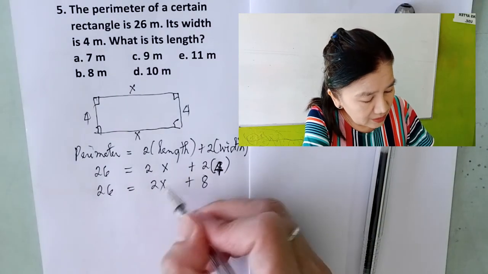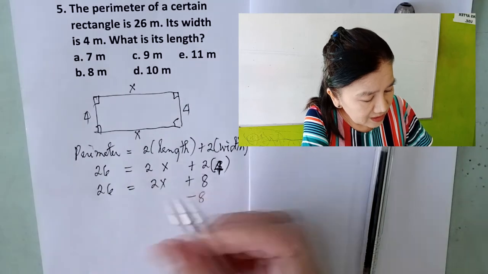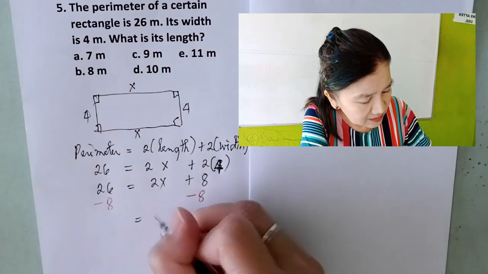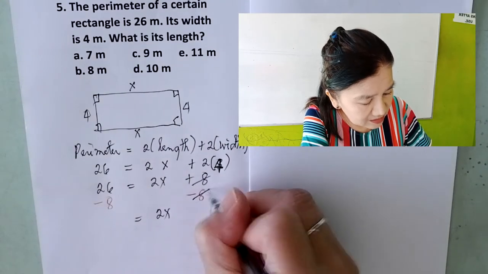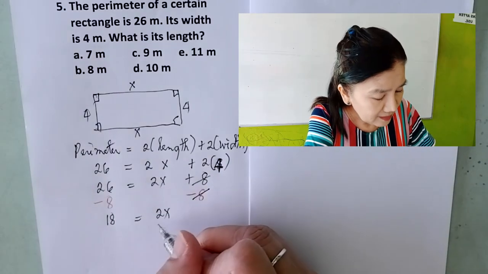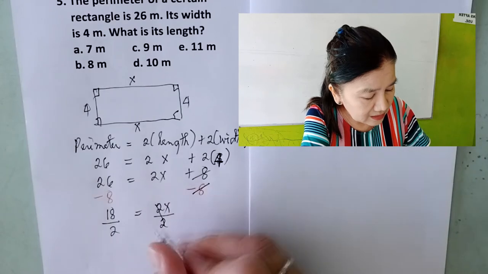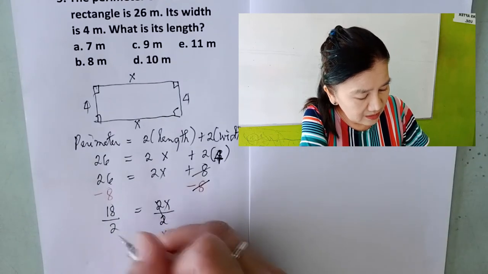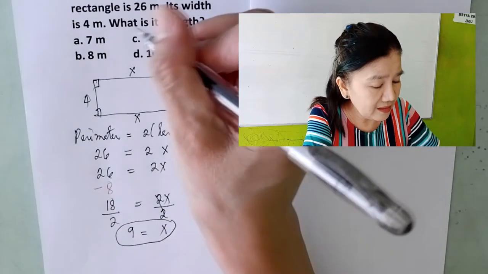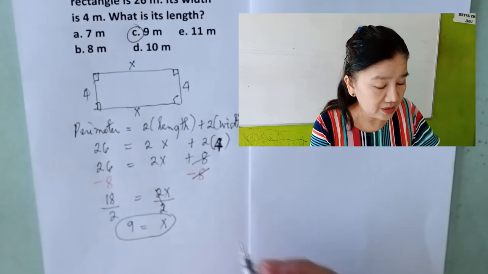Again, to isolate 2x, we subtract 8 to the left and to the right. So that will give us 2x, because this is 0. 26 minus 8 is 18. And then to isolate x here, you divide both sides by 2, cancel 2, equals 18 divided by 2 is 9. So what is its length? The length is 9.